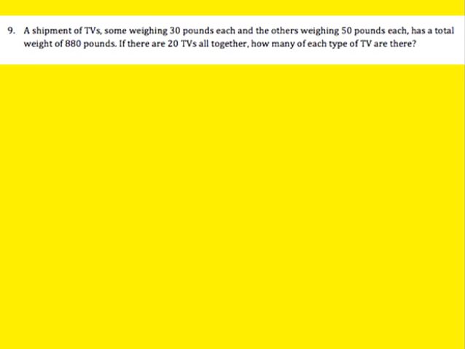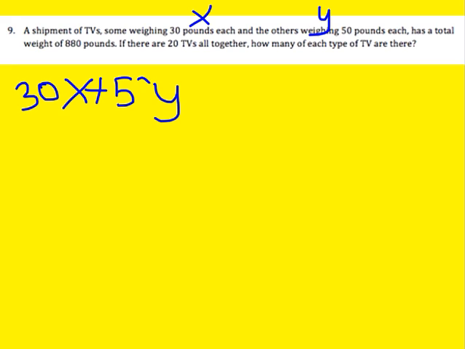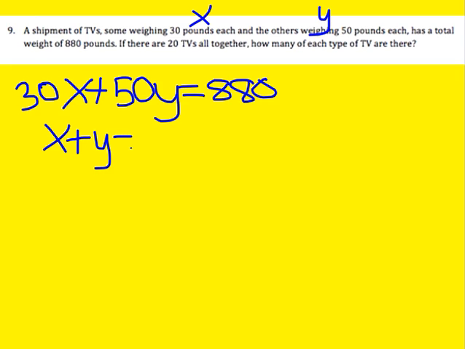Last but not least, let's take a look at this one. A shipment of TVs, some weighing 30 pounds and others weighing 50 each, have a total of 880 pounds. I'm going to let x represent 30 pounds and y represent the 50 pounds. So for every x 30-pound TV, it weighs, well, 30 pounds. For every y 50-pound TV, it weighs, well, 50 pounds. All of that together is going to give me 880 pounds. So then when you add all of those together, you end up getting 20 TVs.